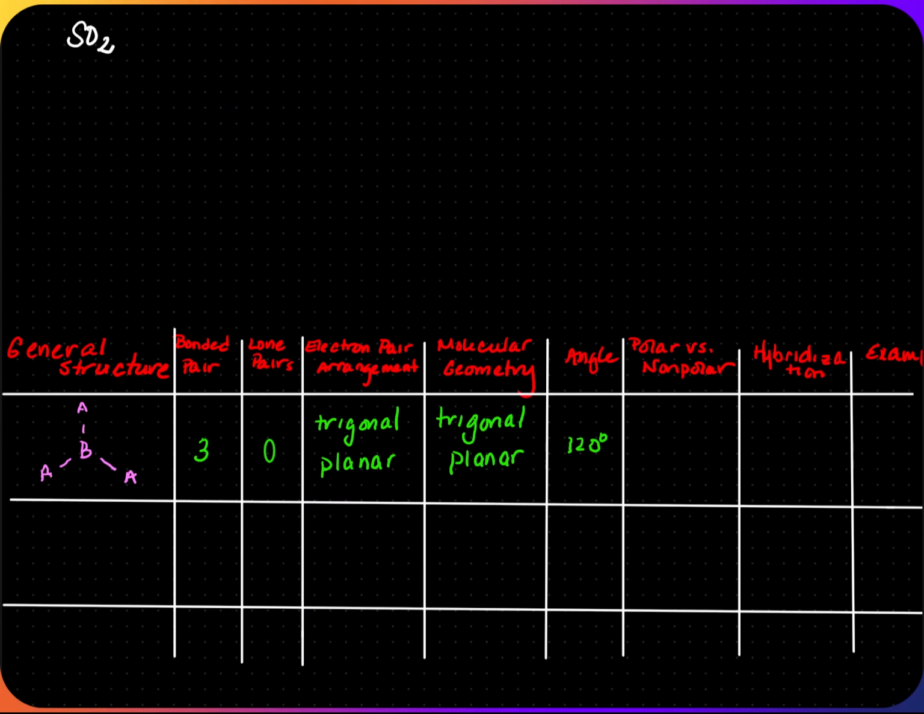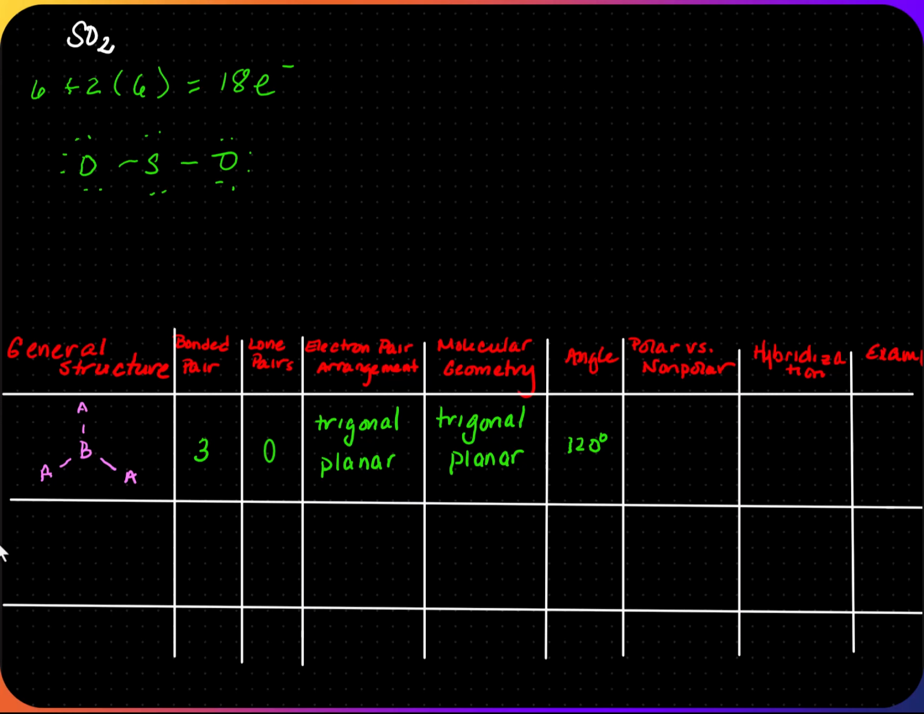Pause the video, draw the Lewis dot structure for SO2, and then check your answer. So sulfur has 6 valence electrons. 2 oxygens each have 6 valence electrons, total of 18 electrons. Sulfur has to be the central atom because it is the least electronegative. I'm going to start with a single bond. Each of the oxygens needs 6 more because it has 2 from the bond, to make 8. Sulfur has 4 from the bonds, so it needs 4 more electrons or 2 lone pairs.